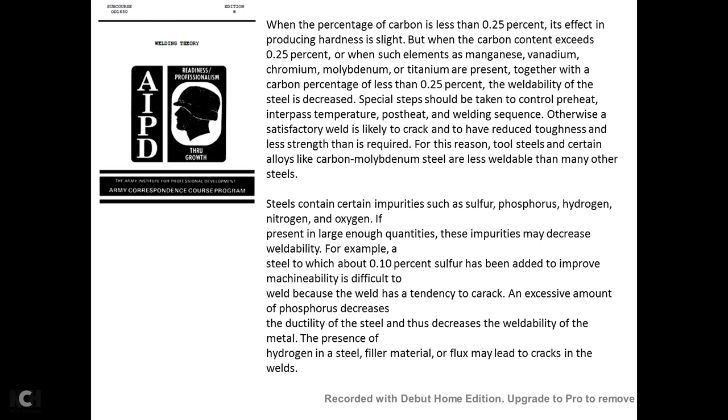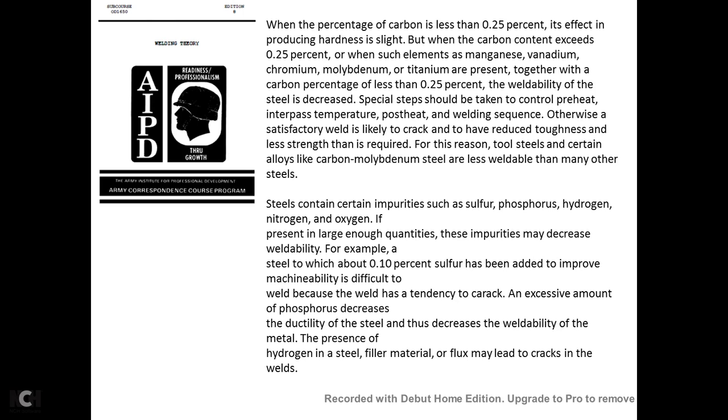For the same reason, tool steels and certain alloys like carbon molybdenum steel are less weldable than other steels. Steels contain certain impurities such as sulfur, phosphorus, hydrogen, nitrogen, and oxygen. If present in large enough quantities, these impurities may decrease weldability.